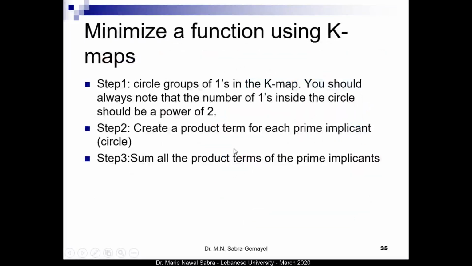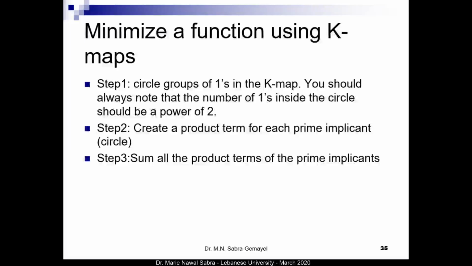So how to minimize a function when you have a K-map? We have three basic steps. The first step is to look at the K-map and detect the ones that are there and put circles on groups of ones, paying attention that the number of ones inside each circle should be a power of 2. So it's either 1, 2, 4, 8, or 16, which is the whole four variable K-map.